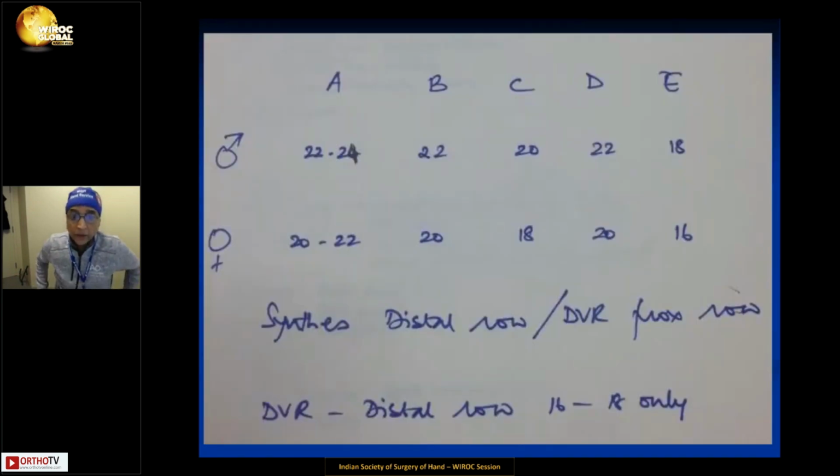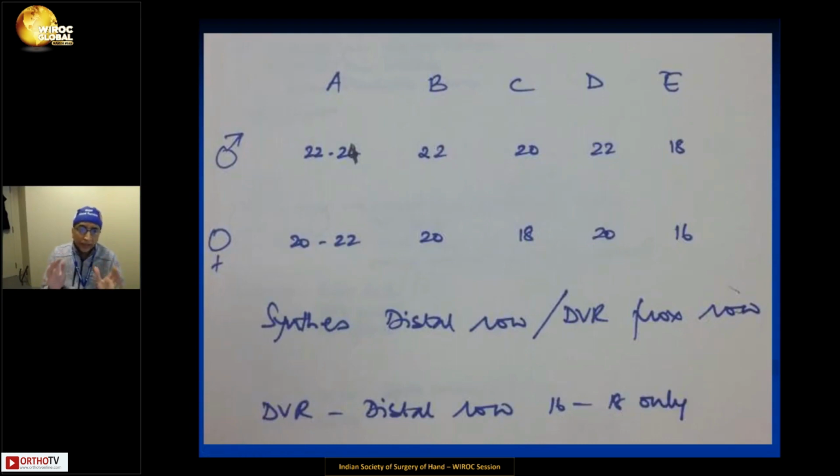Now, this will be online, so you'll be able to use this cheat sheet. I don't measure screw lengths or peg lengths anymore. I just use this cheat sheet. This is for men and this is for women. And you can use them either in the distal row of the Synthes plate or in the proximal row of the DVR plate, whichever one you happen to use. The DVR plate distal row takes only 16 to 18 millimeter pegs.